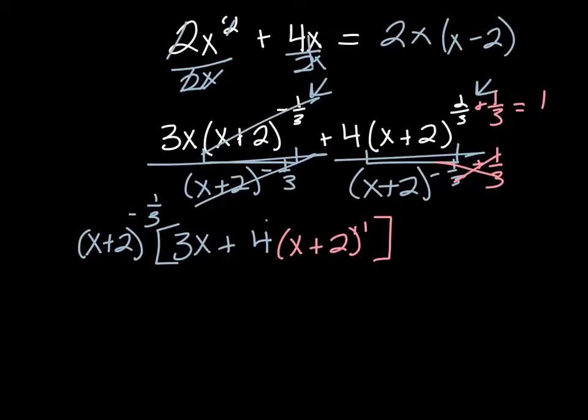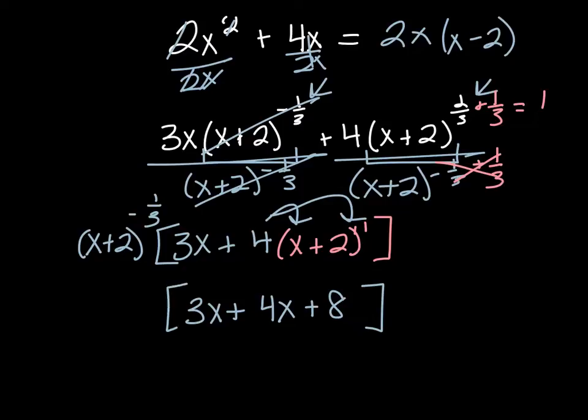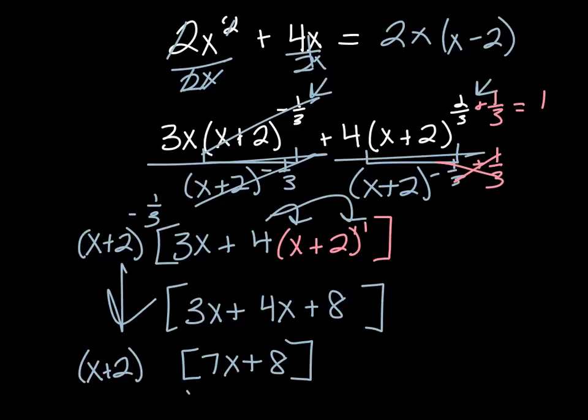Well, now let's just do a little bit of distributing in here. So I'm going to have a 4x plus 8 and bring down the 3x. When I combine like terms, I get 7x plus 8. And then bring down what I factored originally, which is the x plus 2 raised to the negative 1/3. And there's my final answer.